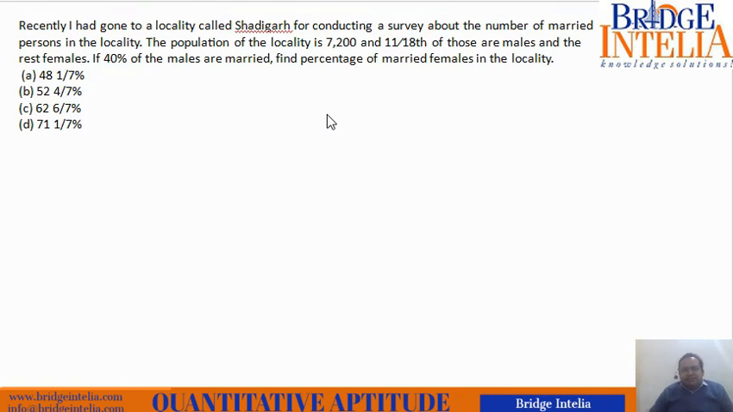Now let's see this one. Recently I had gone to a locality called Shadigarh for conducting a survey about the number of married persons in the locality. The population of the locality is 7,200 and 11 by 18th of these are males. So total population 7,200.